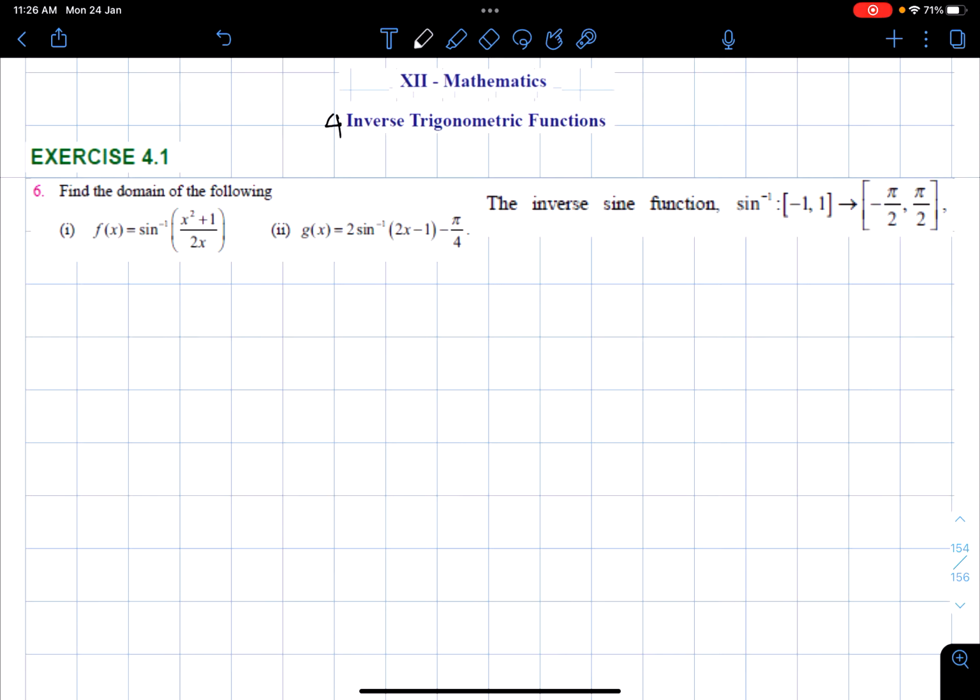Today in exercise 4.1, sum number 6, find the domain of the following. They are given two subdivisions. We will see the first one. f of x equal to sine inverse of (x square plus 1) by 2x.